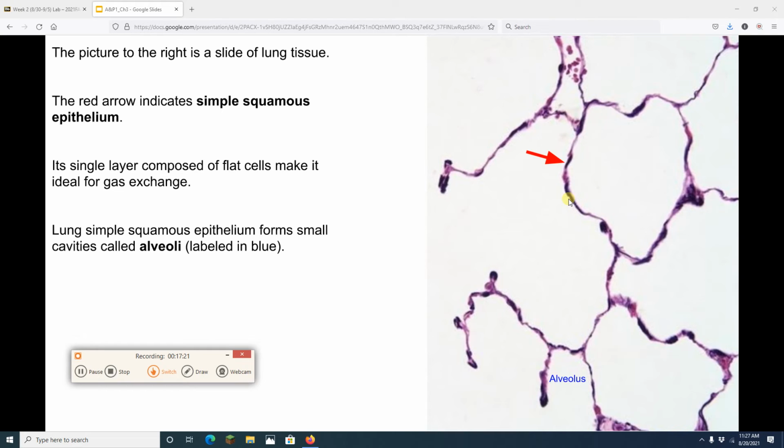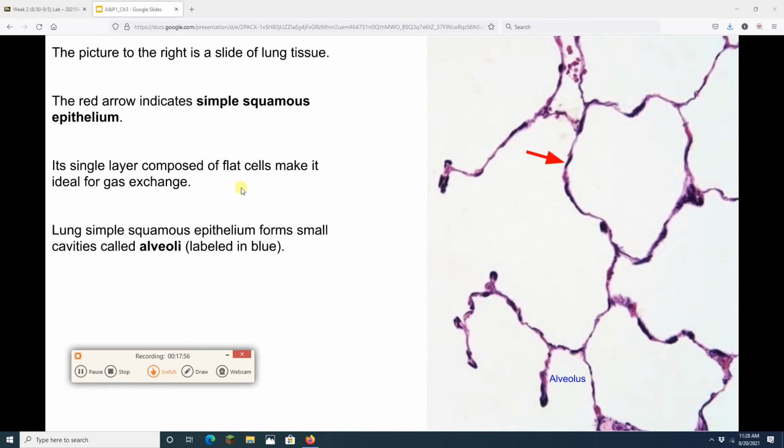It is simple squamous epithelium. It is a single layer of flat cells, which makes it ideal for gas exchange. Now, often what happens in the lungs is the simple squamous epithelium forms these little pockets, little cavities, like this little upside down U here. And a cavity in the lung like that is called an alveolus. It is where gas exchange is going to take place.